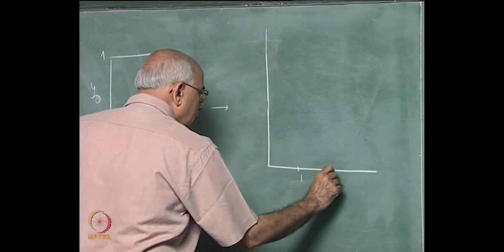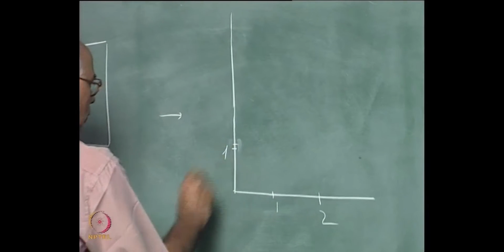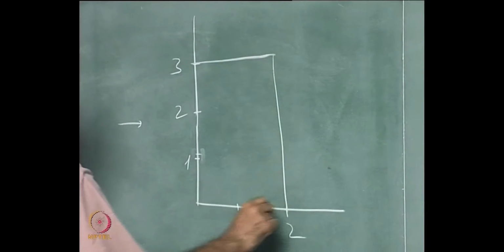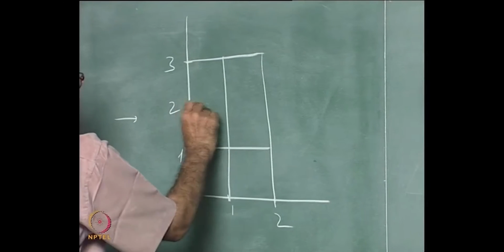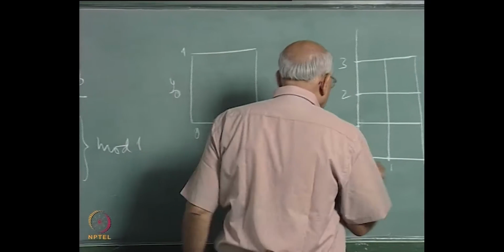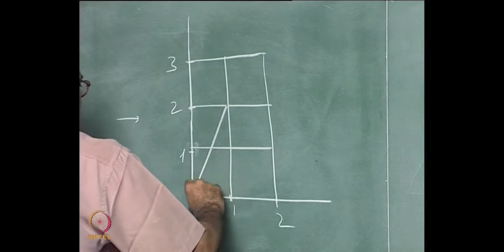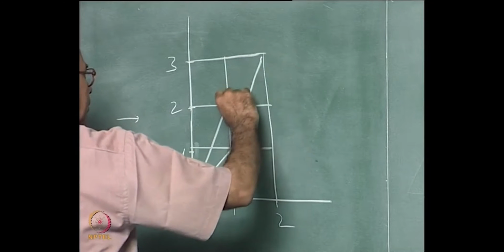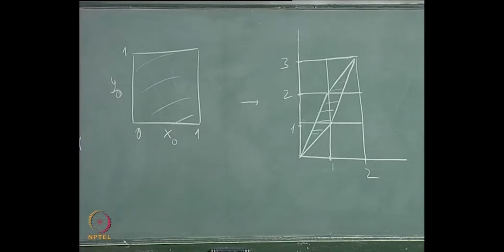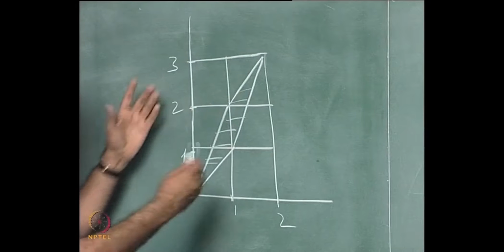So here is 1, here is 2, and here is 1, here is 2, and here is 3. So what the map does is to take this unit square and distort it in this fashion such that the unit square becomes this. This is what the unit square goes into at this stage, but you are supposed to do this modulo 1. So what you do is to cut out all these pieces and put them back into this square.